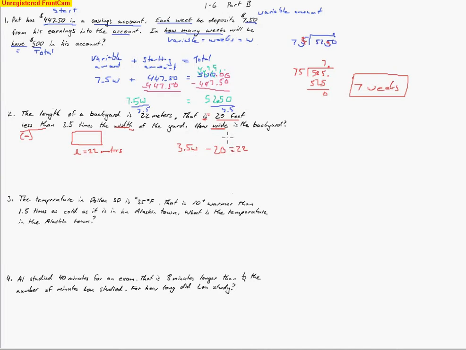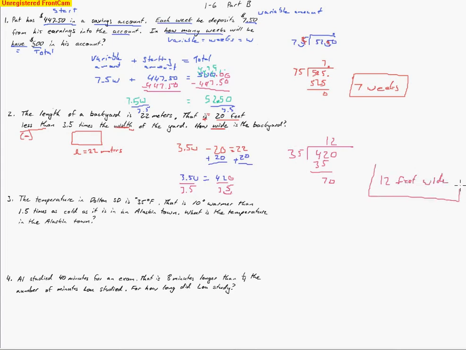So we're going to do that by doing some opposite operations here. Add the 20 to both sides. So now I have that 3.5W equals 42. So I just have to divide by 3.5 on both sides. Now I'm moving that decimal point over. That means you add the 0. So really I need to do 35 into 420. And 35 goes into 42 one time. Do the subtraction. We're left with 7 left over. And bring down that 0. 35 goes into 70 2 times. So 12 feet wide is our answer there.